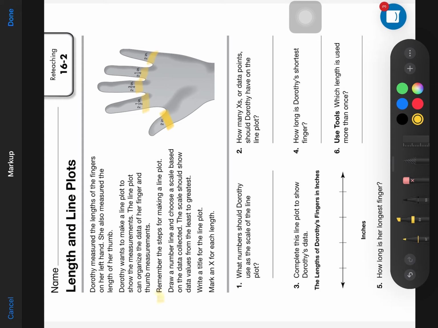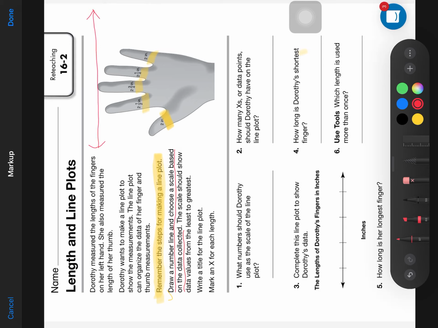Remember the steps for making a line plot. Boys and girls, we've done a couple of line plots this week. The first step is that you are going to draw a number line, okay? And your number line has to have a scale chosen based on the data you collected. How did we organize our number line yesterday? All right, so I'm going to draw a number line here.